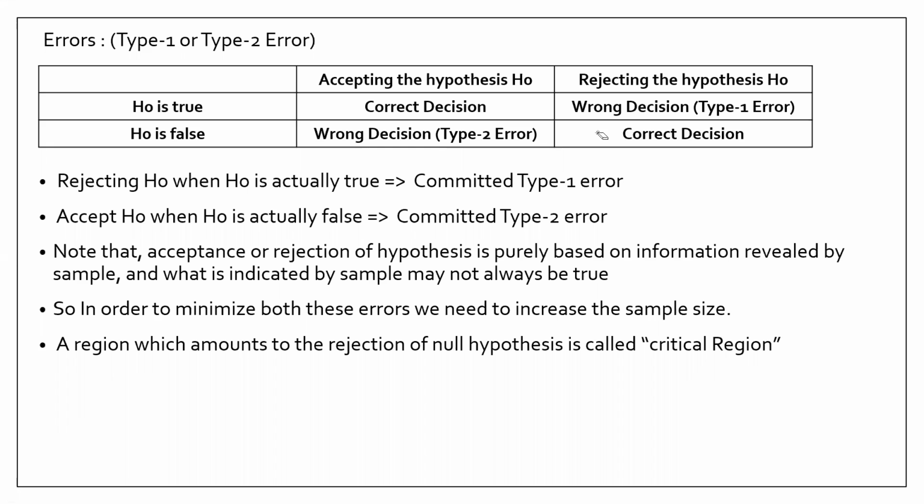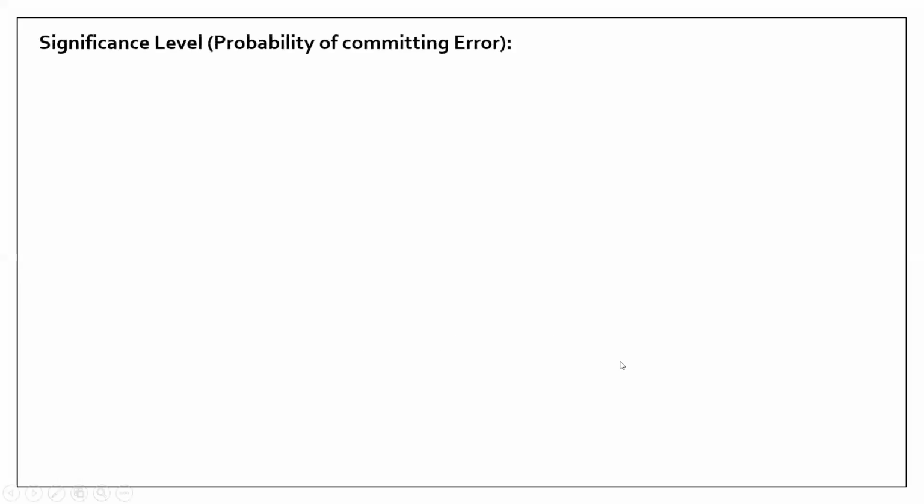So this slide is all about understanding the types of errors and the critical region. So let's go to the next part. Now this is a very important point: the significance level, or we say it's the probability of committing an error.